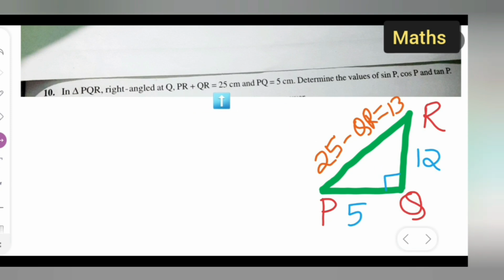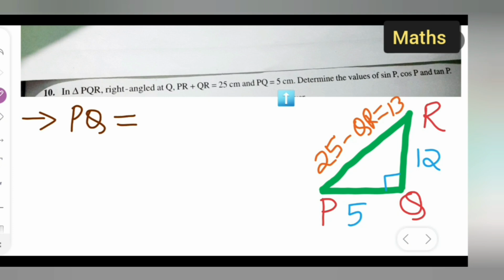PR plus QR is equal to 25 and PQ. Here PQ is given to be 5. You all have to determine the value of sin P, cos P and tan P. Here QR value is not given and PR is not given. So basically what we are doing is PQ is given, right? So write down this.